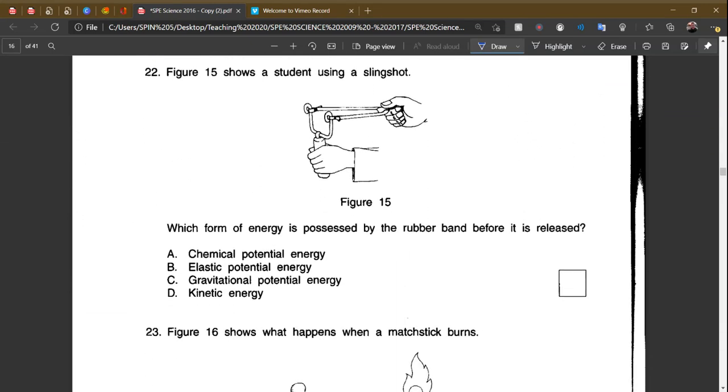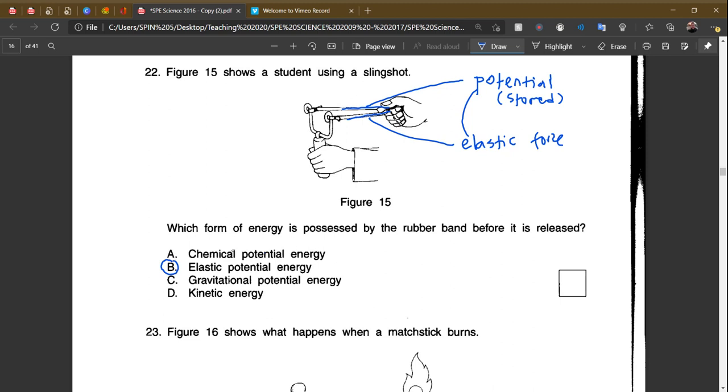Number 22. Figure 15 shows a student using a slingshot. So slingshot means you pull a rubber and it will create an elastic force. Which form of energy is possessed by the rubber band before it is released? So as you pull it, all the energy will be ready on standby, and this energy is what we call potential energy. Potential energy means the energy is stored, ready for it to be released, and when you combine these two things, it becomes elastic potential energy, which is B.